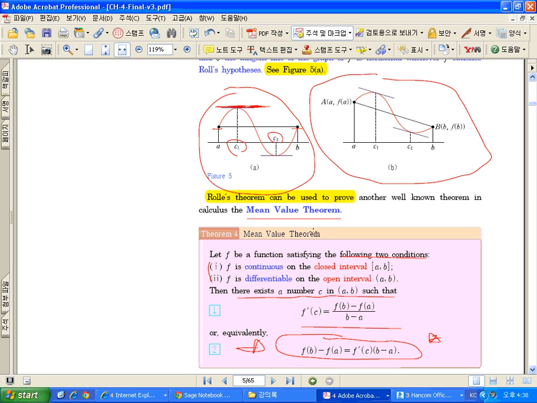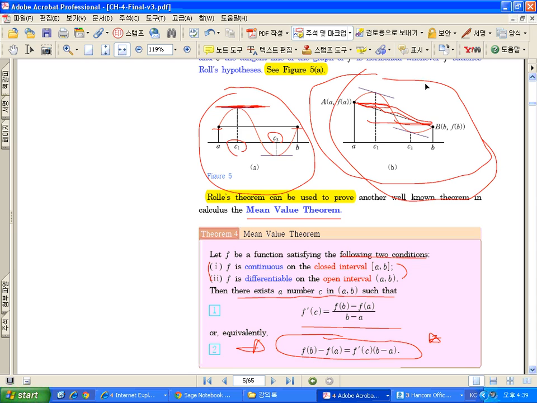Anyway, this mean value theorem has this formula, which is shown in this graph. If you have a continuous function on the closed interval and differentiable on the open interval (a, b), then you can always find the slope of the function between these two points. It's very hard to draw, but you can find the slope.